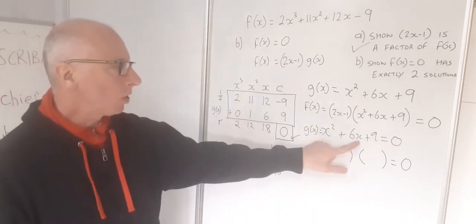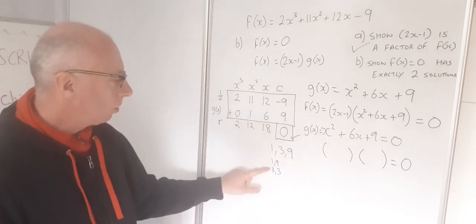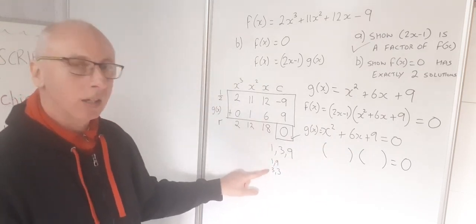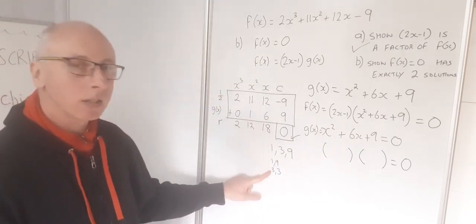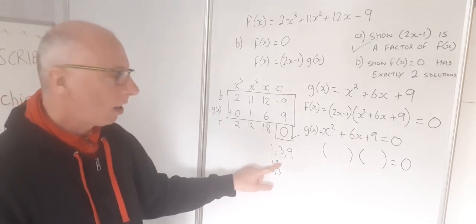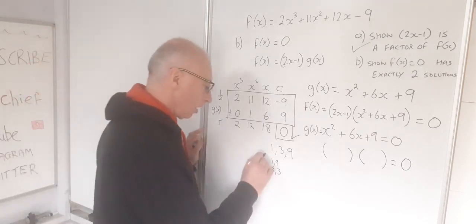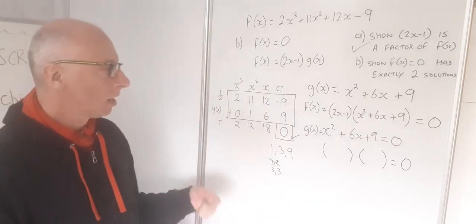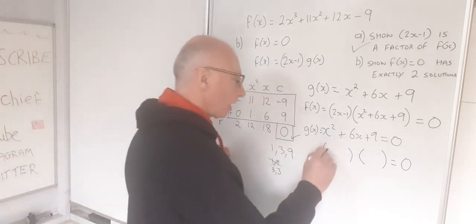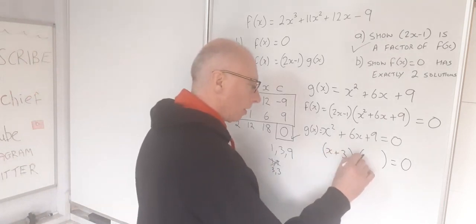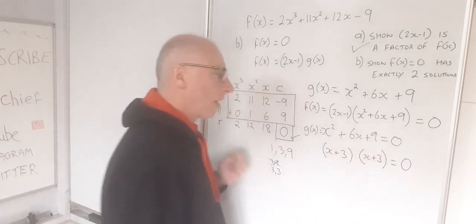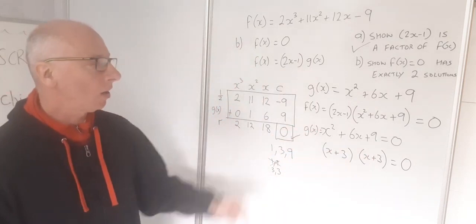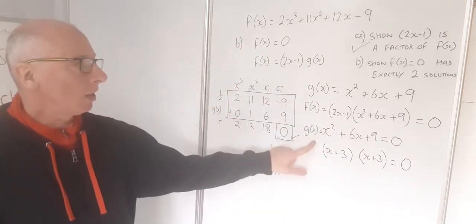Now for this plus 6x, I need 2 numbers which when added together or subtracted give me 6. Well, I know a 1 and a 9 is never going to yield a 6. So they are out. But 3 plus 3 gives me 6. So I'm going to write this as x plus 3, x plus 3. And that will give me my factoring out of this polynomial g of x.